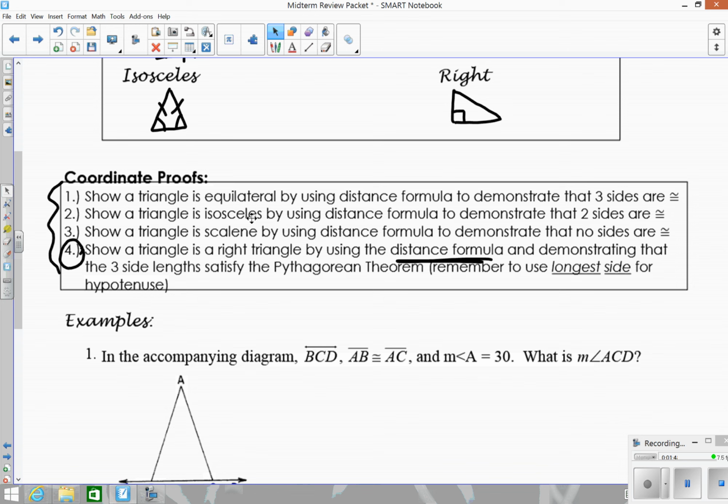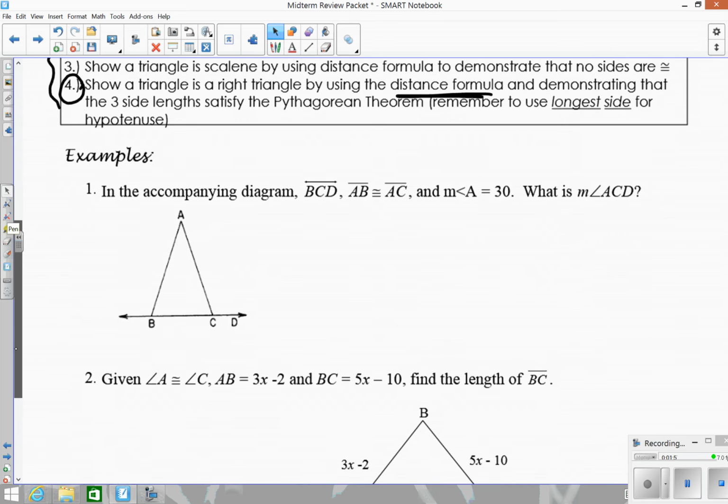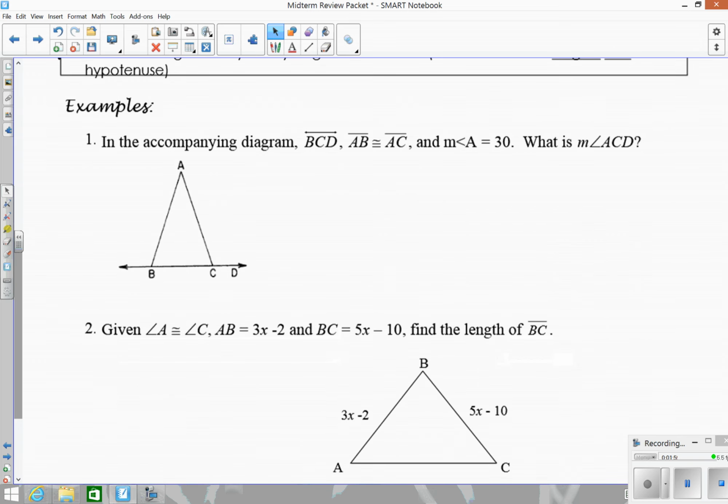The other three, equilateral, isosceles, and scalene, you just use the distance formula to show however many sides you need to be congruent. So let's look at some examples using this vocab with the different types of triangles.